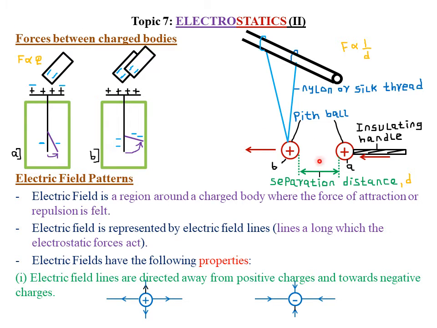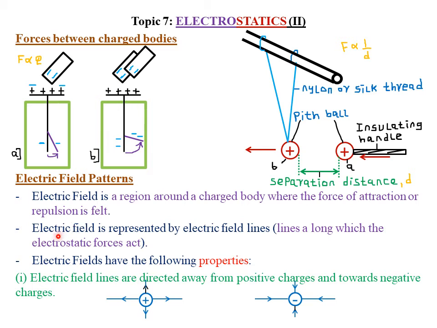So the region or the area around a charged body where the force of attraction or repulsion is felt, that is what we call the electric field. The electric field will always be very close to that particular charge. When you move away from the charge, the region does not become an electric field because the force of attraction or repulsion won't be felt.